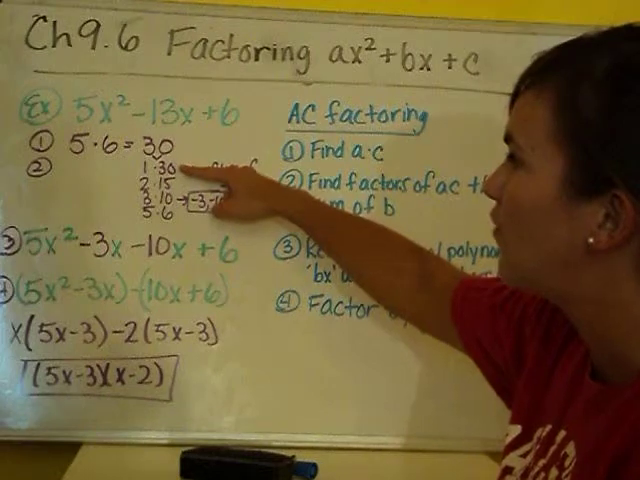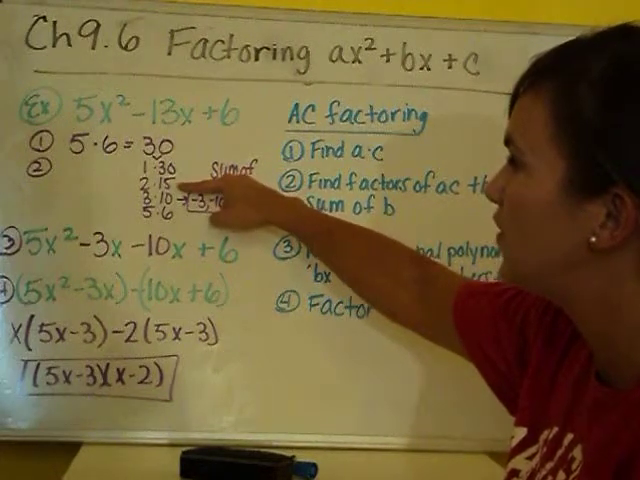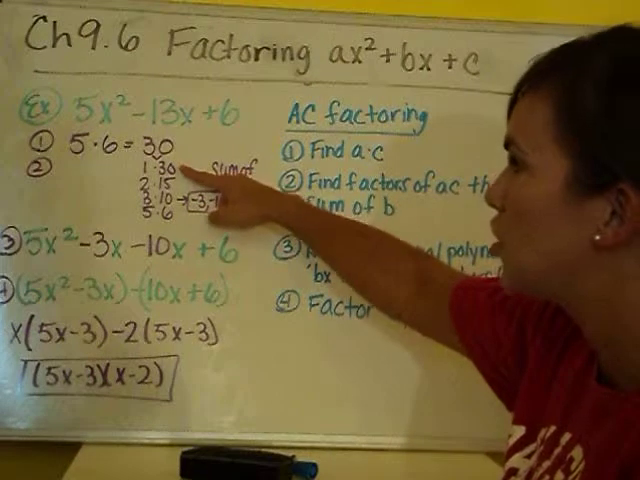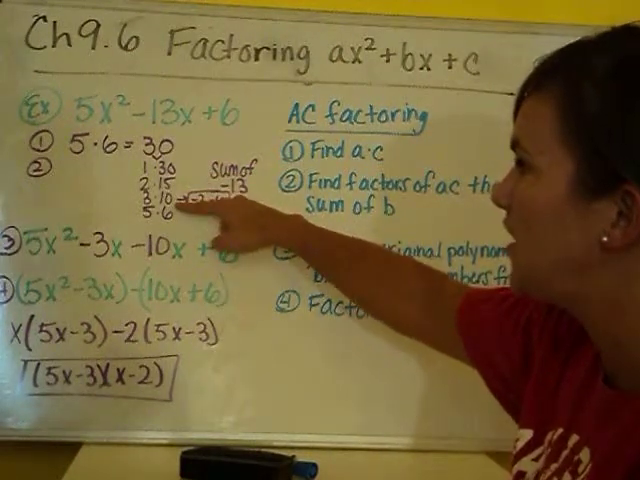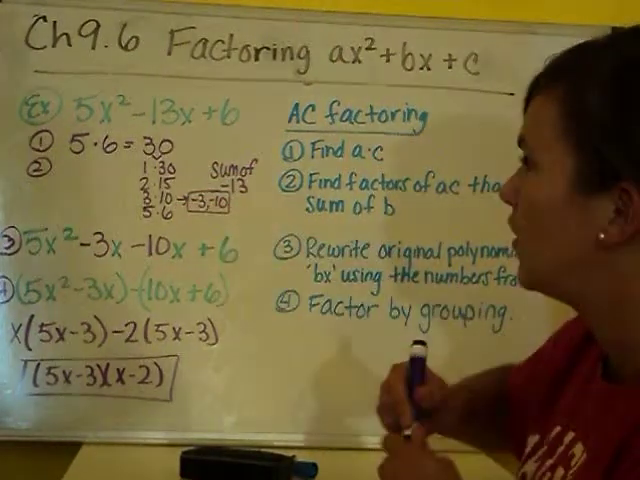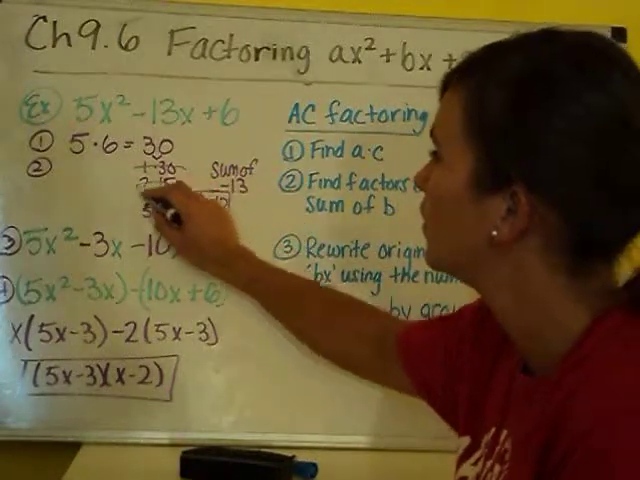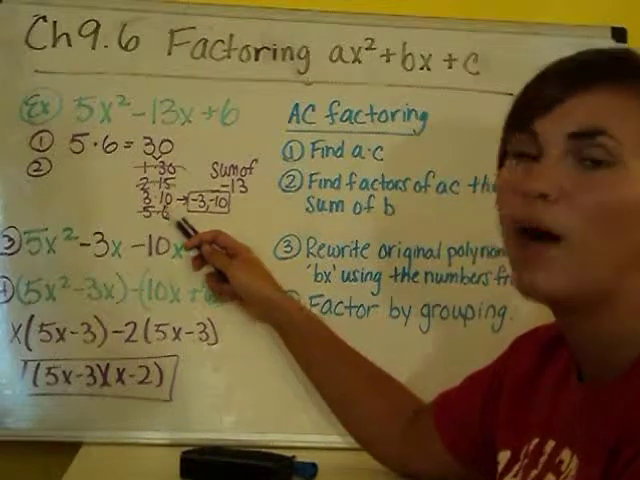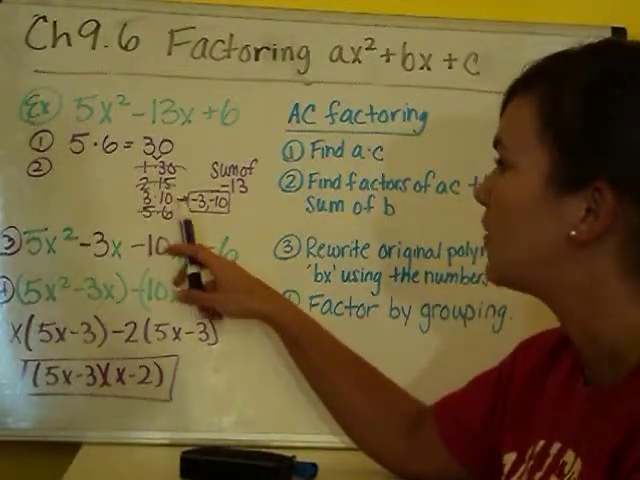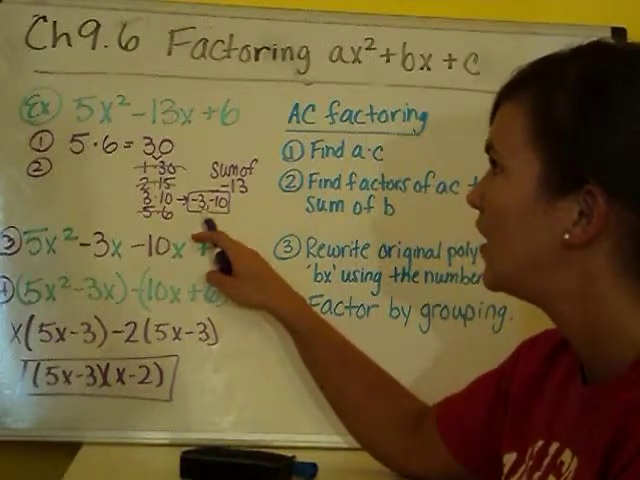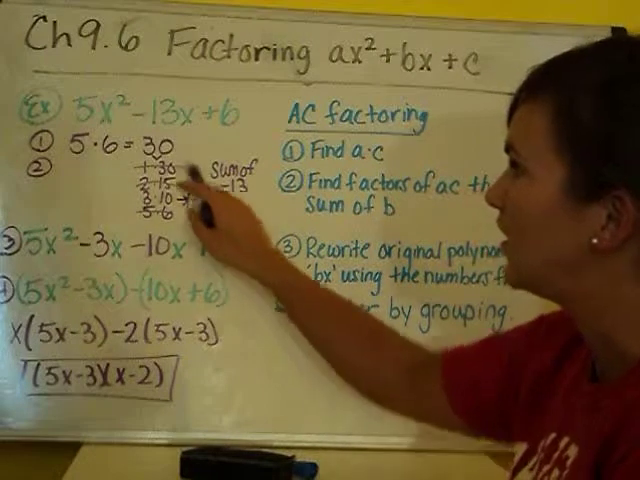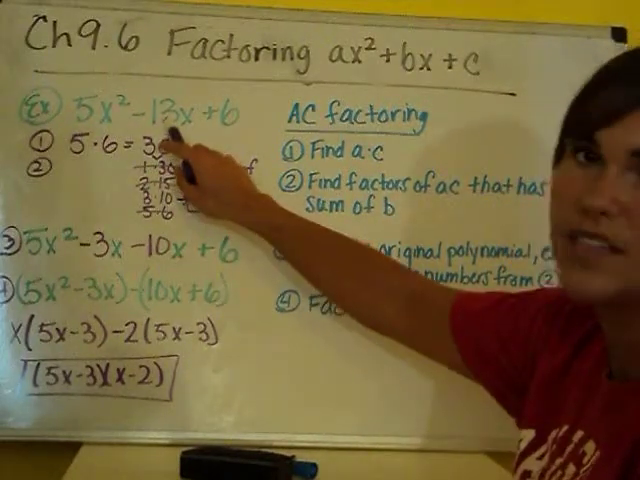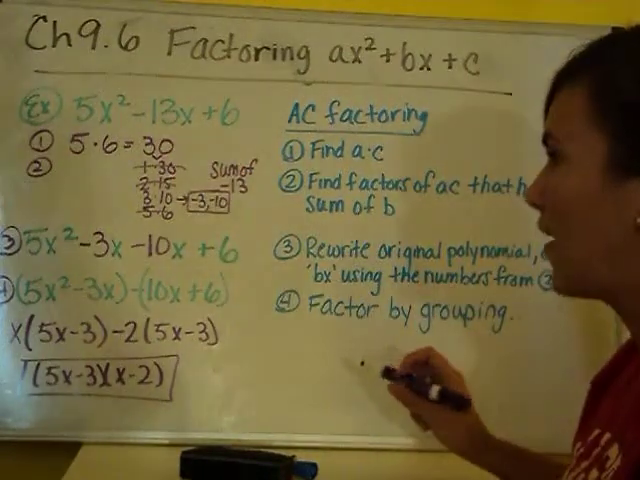Okay, so 30, I have 1 times 30, 2 times 15, 3 times 10, 5 times 6. This is 31, 17, 13, and 11. Okay, so none of these work. None of them actually really work. But 3 and 10 give me a positive 13, so what I'm going to do is make it negative 3 and negative 10, because negative 3 times negative 10 equals positive 30, and negative 3 plus negative 10 equals negative 13. Okay?